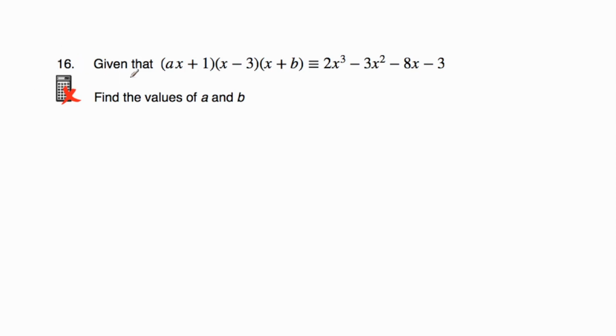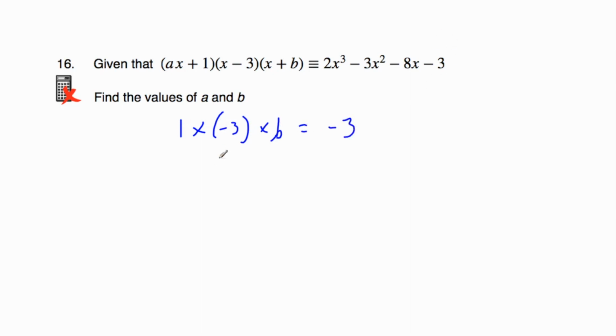So question 16 says, given that (ax plus 1)(x minus 3)(x plus b) is equivalent to 2x cubed minus 3x squared minus 8x minus 3, find the values of a and b. So let's start off by finding our b, because our b can be found quite easily, because we know that 1 times minus 3 times b would be minus 3. So let's write that down. 1 times minus 3 times b is equal to minus 3.